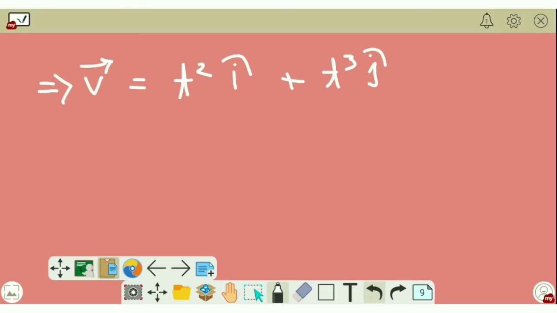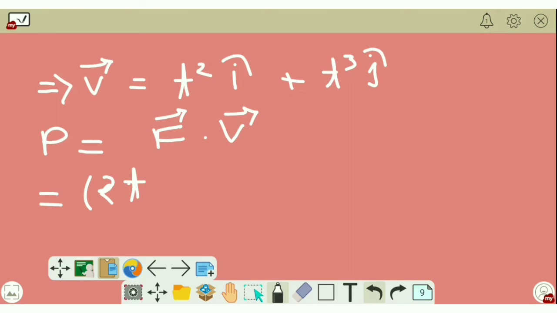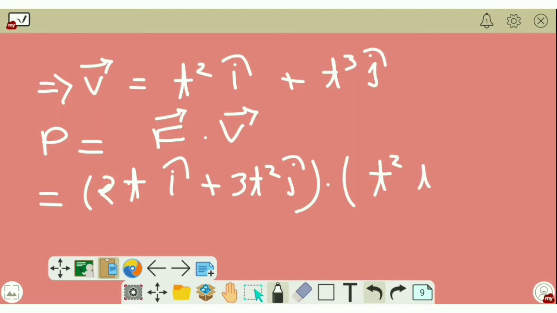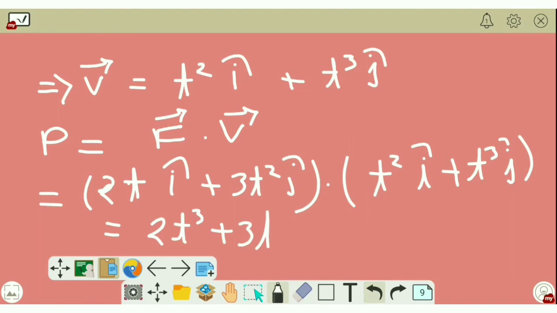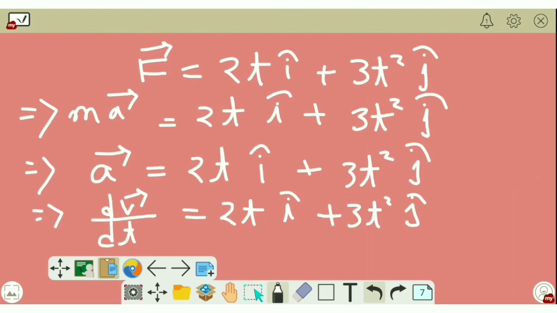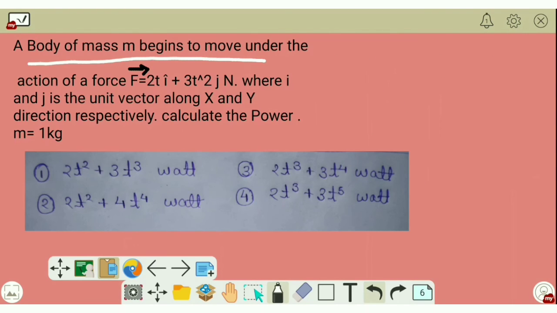Now here we have to find out the power. So power is equal to, we know the relation, F dot v. Hence 2t i cap plus 3t square j cap dot product t square i cap plus t cube j cap. So we have 2t cube plus 3t to the power 4. So what is the option? So option 3 is correct.